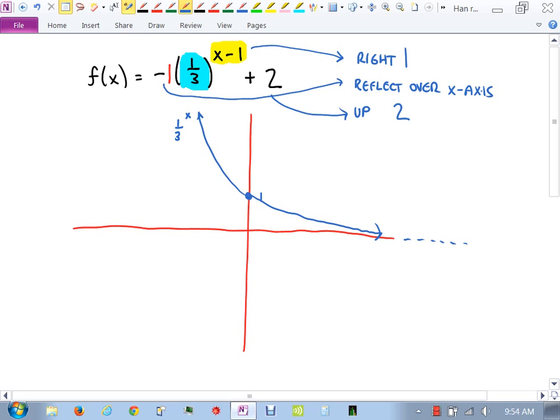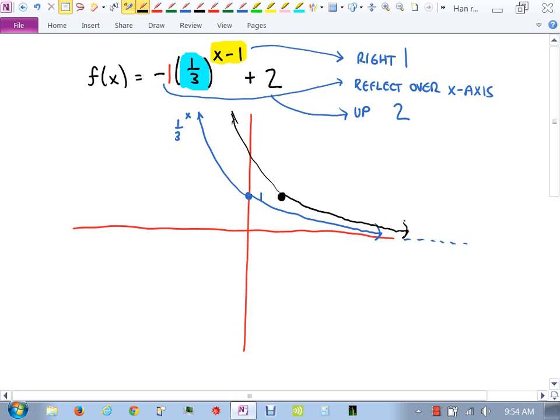Okay, so what I have to do is take that blue picture. I need to move it to the right 1, reflect it over the x-axis, and then move it up 2. In that order. So first, let me go right 1. If I go right 1, that's just here, right? And now I'm going to draw my graph. That did not affect my horizontal asymptote, did it? Nope.